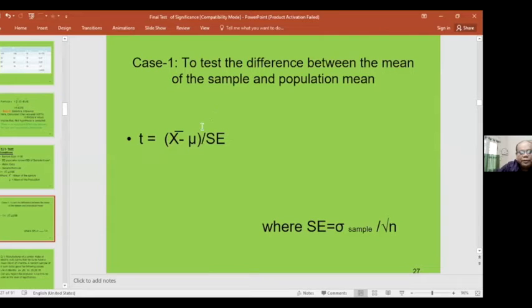Now here, the mean of the population is used to test the difference between the mean of the sample and the population mean. And how do you calculate the standard error? It is the standard deviation of the sample divided by root over n. Sample size is very small, so you divide by n, the total number of observations. Then you get the standard error. Normally, standard error is equal to standard deviation divided by root over n. When you don't have the standard deviation of the population given, you can use the standard deviation of the sample to calculate.